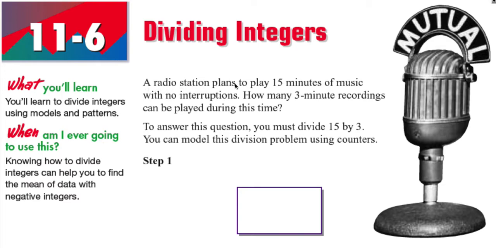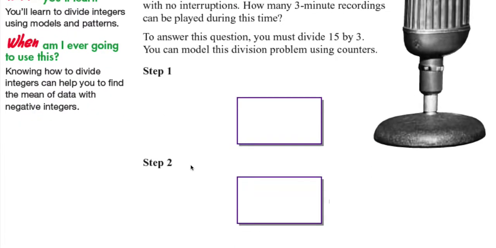A radio station plans to play 15 minutes of music with no interruptions. How many 3-minute recordings can be played during this time? Again, this is an easy division problem. To answer this question, we have to divide 15 by 3. You can use a model.